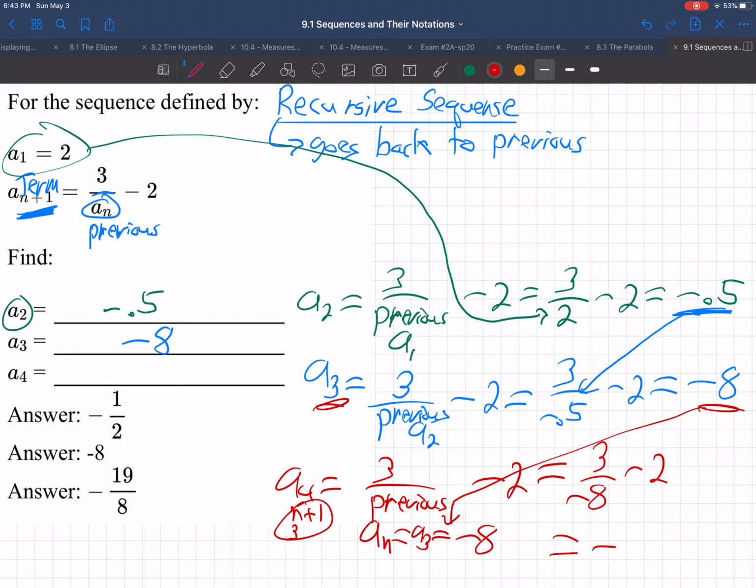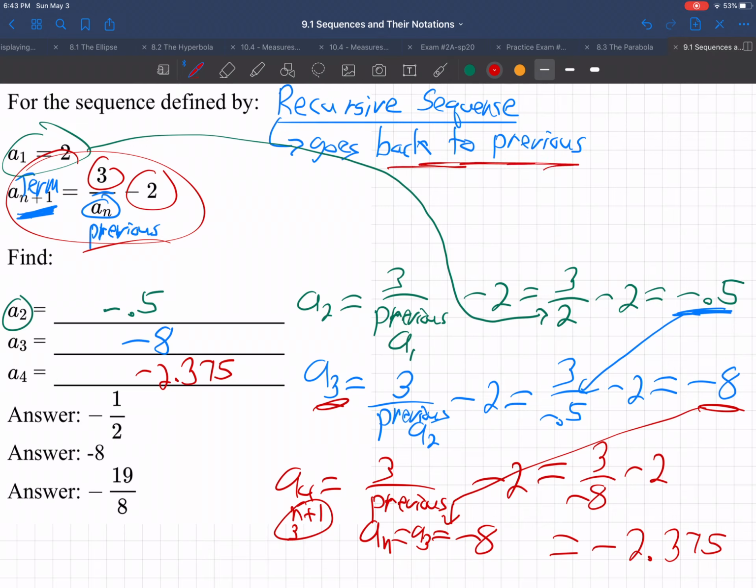I'm getting negative 2.375. So this formula here just keeps saying 3 divided by the previous term minus 2. It recurs. It goes back to the previous term every time. So you just keep doing that. 3 over the previous term minus 2. That's what that formula says.